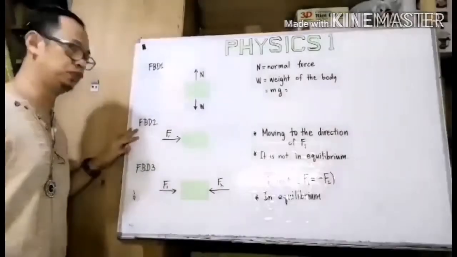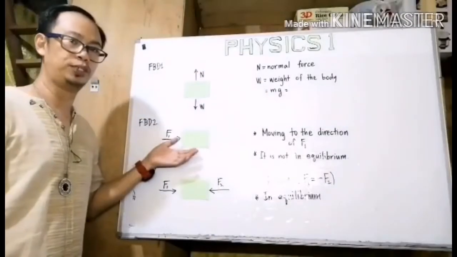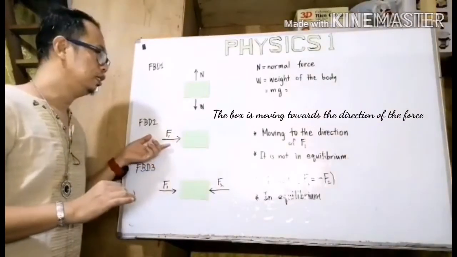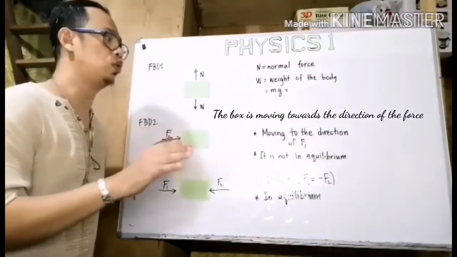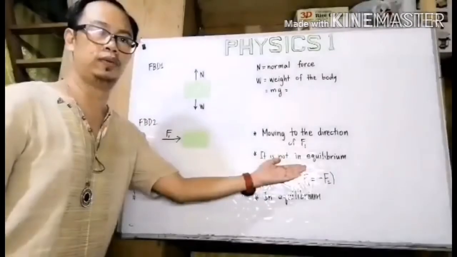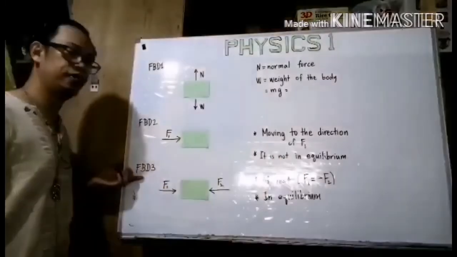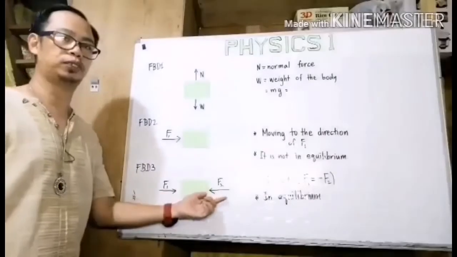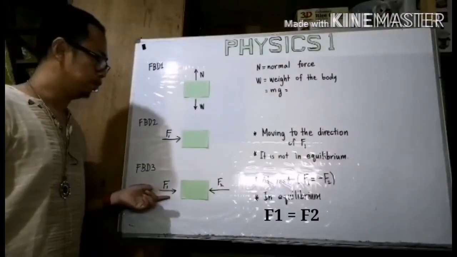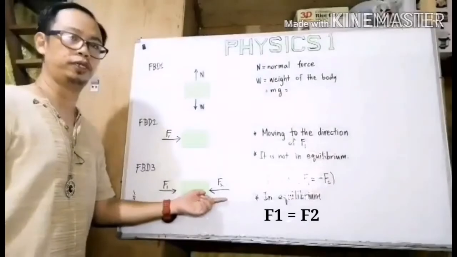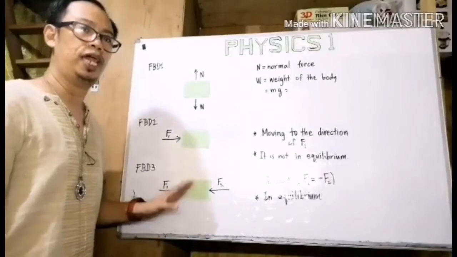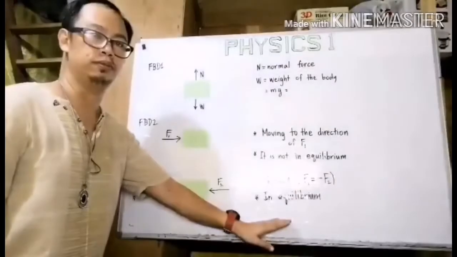For free body diagram 2, we have the box at rest, and then suddenly there's a force 1. Then the box moves towards the direction of force 1. In this case, there is no equilibrium. For free body diagram 3, we have force 1 and force 2. Force 2 is opposite to force 1. If force 1 is equal to force 2, then the object is at rest and it is in equilibrium.